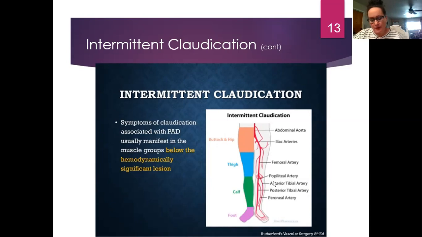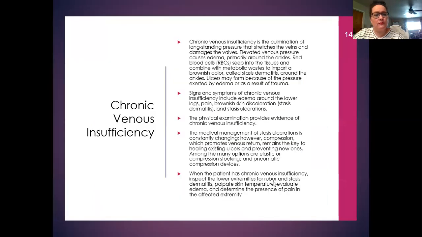I'm just going to pull out some key points here. Chronic venous insufficiency is the culmination of long-standing pressure that stretches the veins and damages the valves. And remember we said those valves can't be repaired, right? So if they get stretched out and become insufficient and don't work right, that's when we have an issue. Elevated venous pressure causes the swelling, the edema, primarily around the ankles.